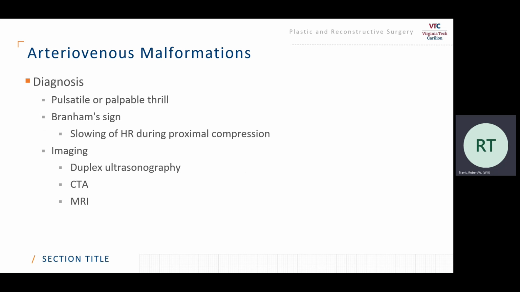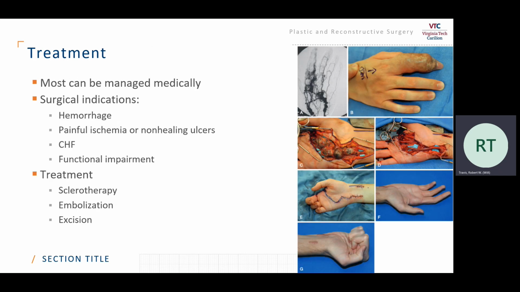Diagnosis: these patients may have a pulsatile mass or a palpable thrill. They may show Branham sign, which is a slowing of the heart rate during proximal compression. Imaging, ultrasound or a CTA. MRI has also become the new standard in preoperative evaluation, which can help differentiate high versus low flow arteriovenous malformations.